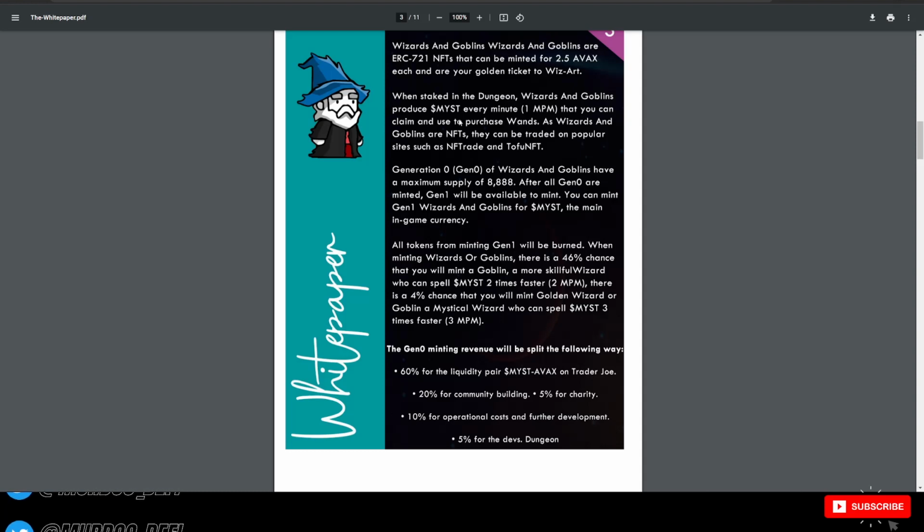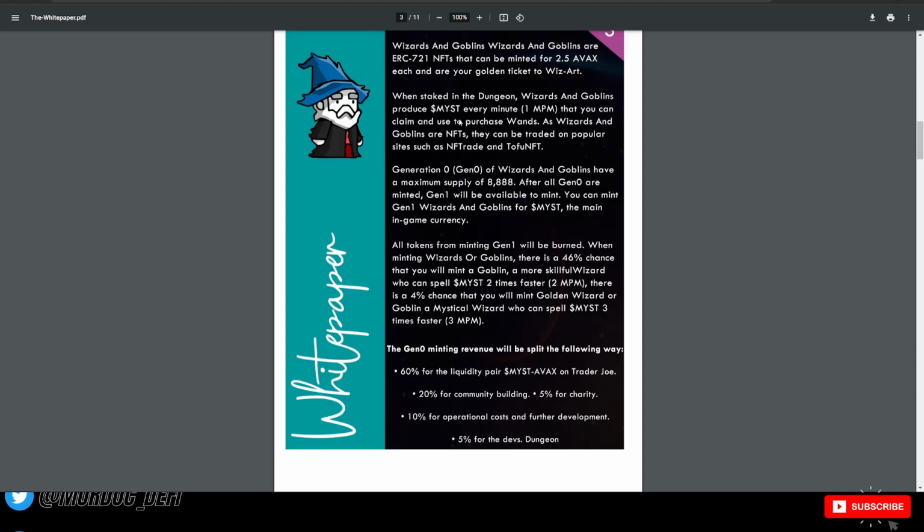So Gen 0, again, 8,888, and then all tokens from minting Gen 1 are going to be burned, right? They have their Gen 0 mints, and then the remaining 10,000 after that, what we would call Gen 1, are going to be minted using the Mist tokens. And all of those Gen 1s minted with Mist are going to burn the tokens, rather. So this is a big deflationary mechanic, which is good. As we've talked about, not only in this video but in previous videos pertaining to these play to earn games, there's so much inflation because of the limitless supply of the reward token. So it really helps when there are massive deflationary mechanics, which that is, right?